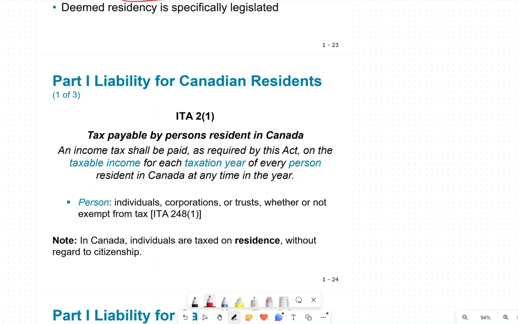Now, when we think of tax payable by a person resident in Canada, an income tax shall be paid as required by this Act on the taxable income for each taxation year for every person resident in Canada at any time of the year. A person is an individual, a corporation, or a trust. Those are the persons, and they all have to pay taxes.